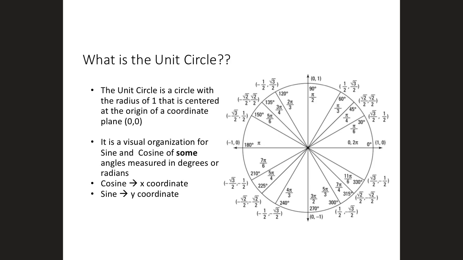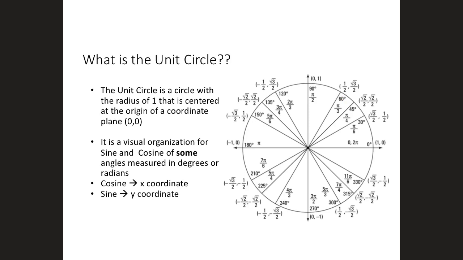And how we use the unit circle is that cosine is the x coordinate. So cosine of 30 degrees is square root 3 over 2. And sine of 30 degrees is the y coordinate, so 1/2. So again, this is just a visual organization for sine and cosine values of angles beyond the 30, 45, and 60 that we found a few days ago.